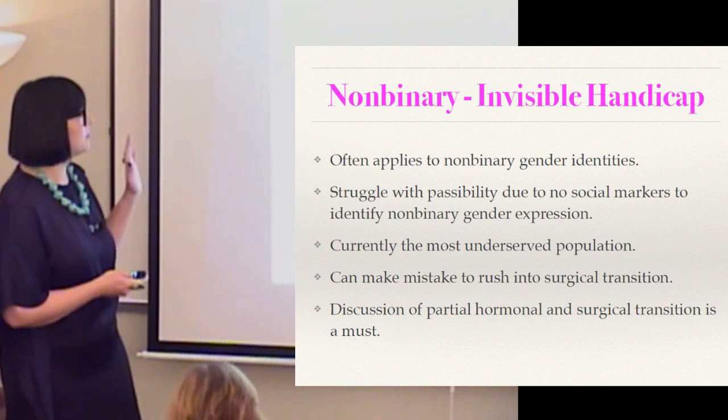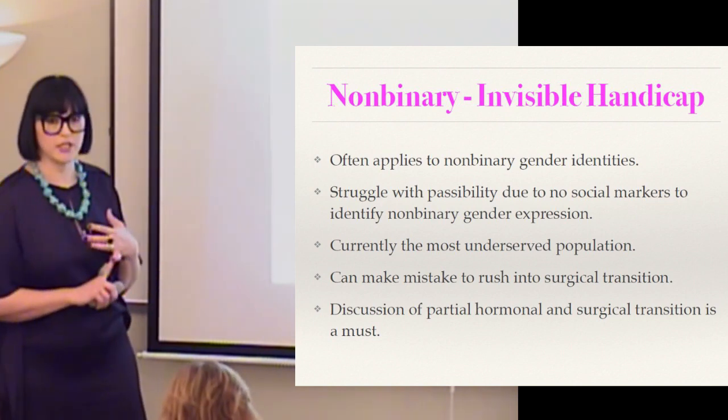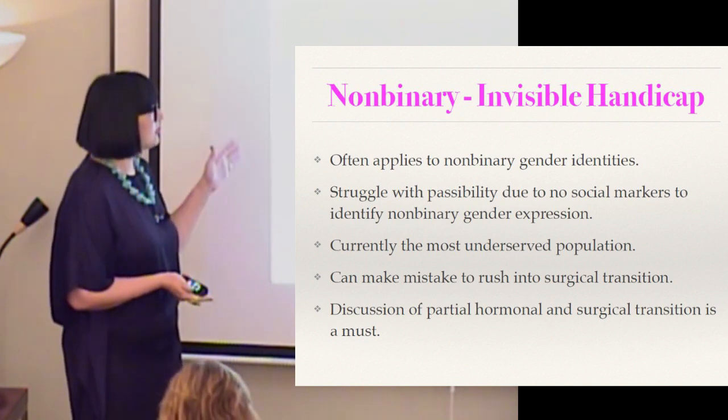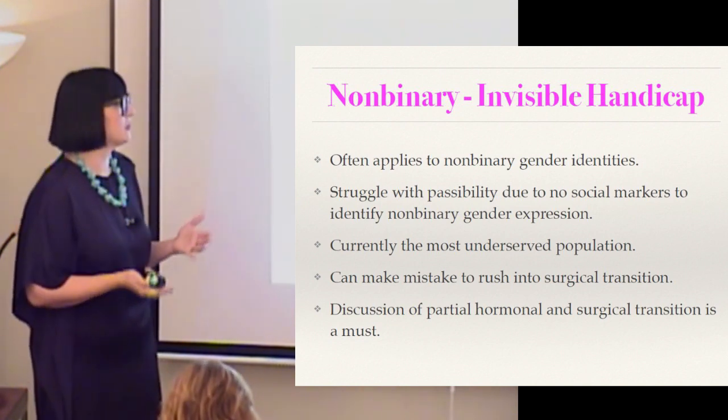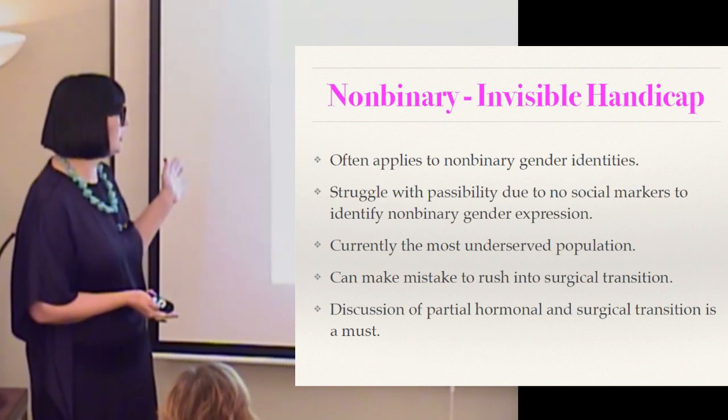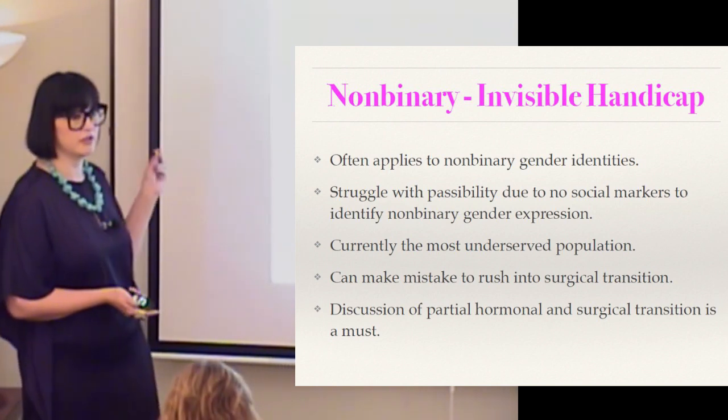As I said, non-binary is the number one underserved population. I consider it an invisible handicap. They struggle with passability because, again, there are no social markers. They're currently the number one underserved population, and they tend to rush into transition.